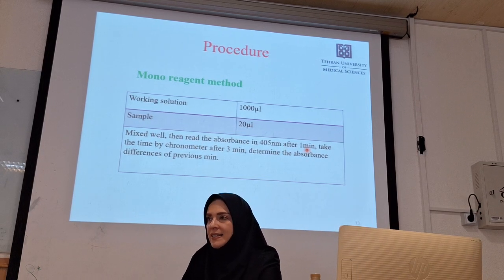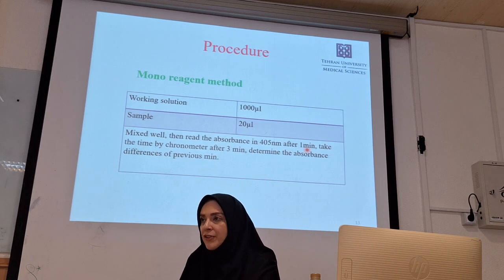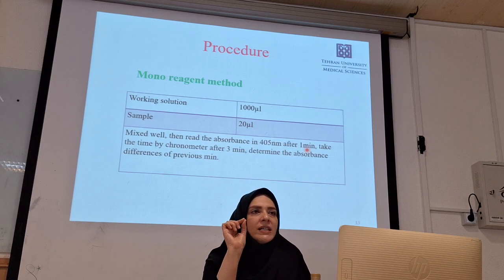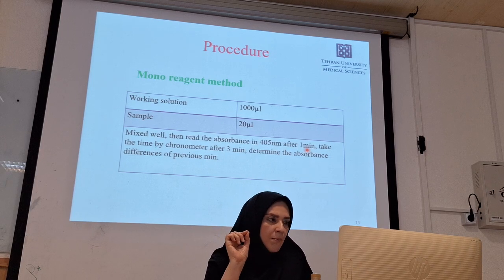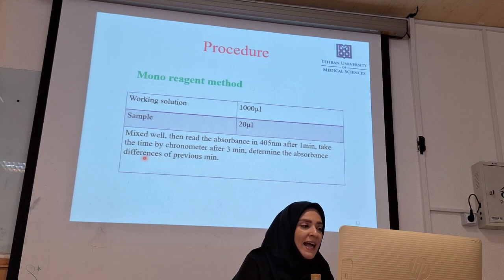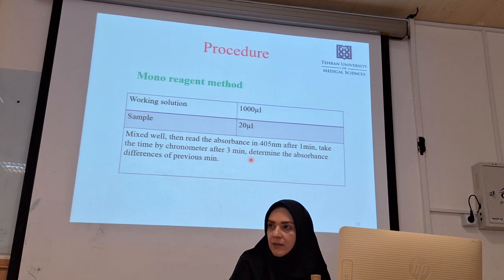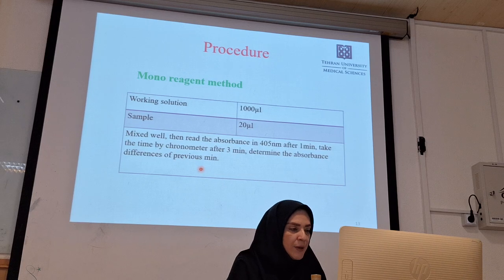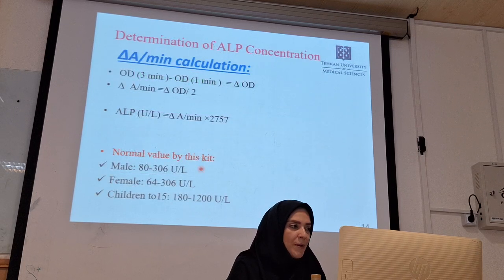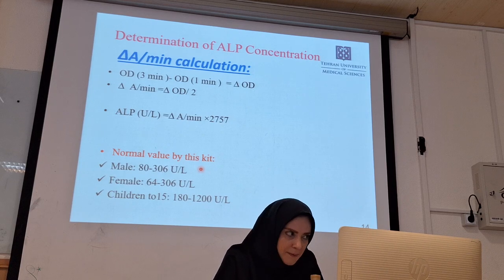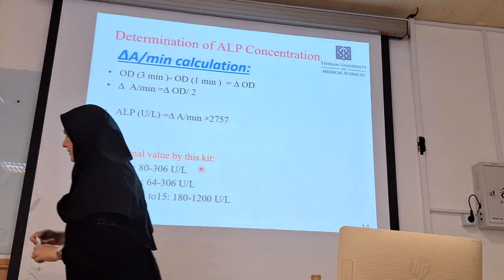I mix it and I set the time. Follow. After 1 minute, read the absorbance. Okay? This is OD number 1 or absorbance number 1. You should continue and take the time with the chronometer, for example, after 3 minutes. Okay? So you should read the absorbance and record it. So OD1 is after 1 minute of mixing it well. And then OD2 after, for example, 3 minutes.